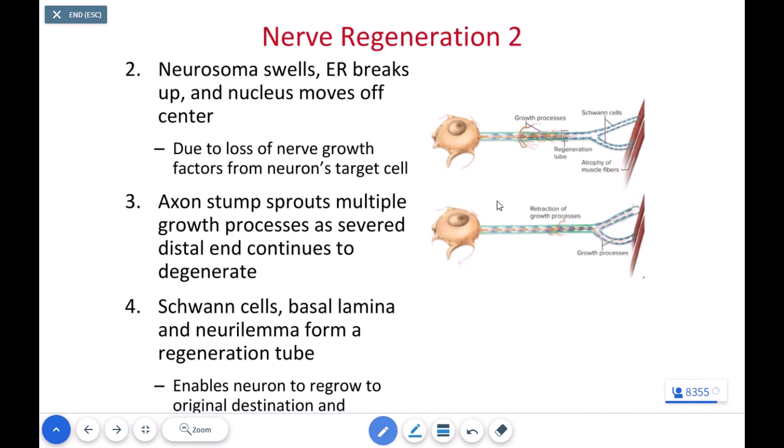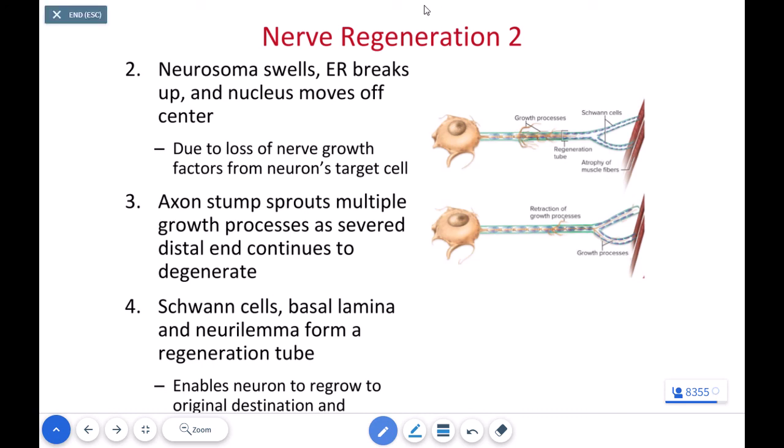And as the axon is regenerating, the Schwann cells themselves guide the regeneration of the axon. They help to direct its growth back to where it was supposed to be. Now, to speed up this process of regenerating the axon, we find that the neurosoma, or the cell body of the neuron, is going to swell up. And this swelling of the neurosoma is going to increase the intracellular pressure to help push the axon farther away, to help accelerate the growth of the axon.